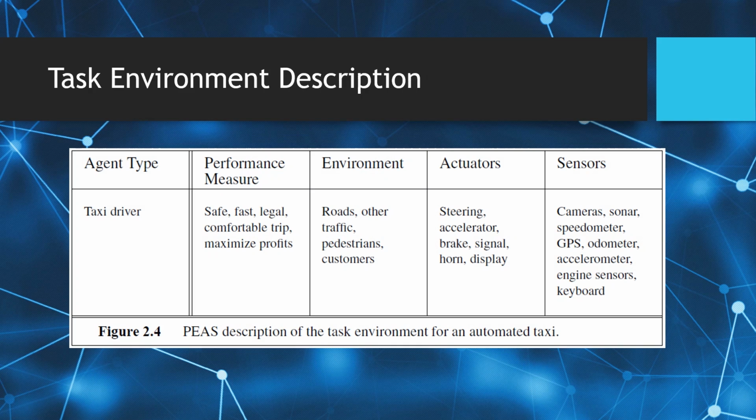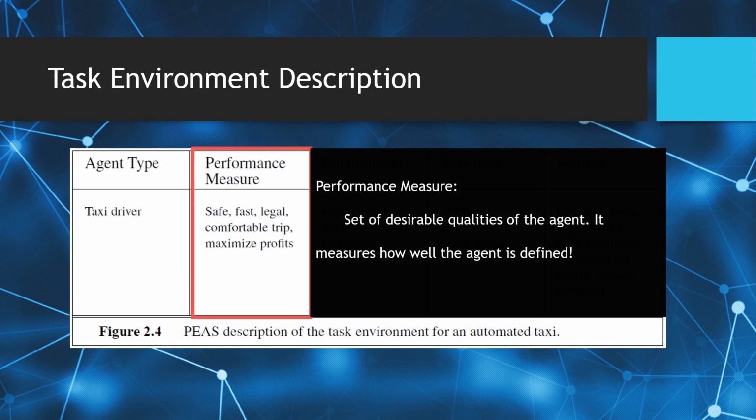So what is a performance measure? It's a set of desirable qualities of an agent. In this case, it should be safe, fast, legal, should get to the correct destination, minimizing fuel consumption and wear and tear, minimizing the trip time or cost, minimizing violations of traffic laws and disturbances to other drivers, and so on.